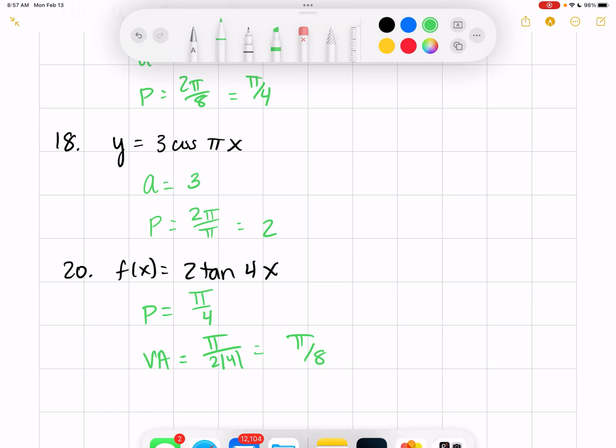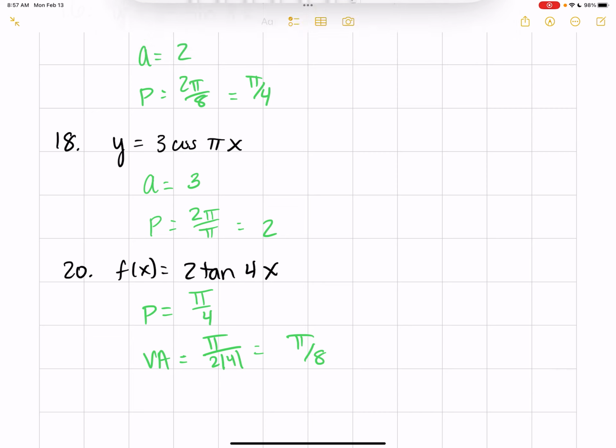So again, if we were actually graphing it, the asymptotes would occur at pi over 8, 3 pi over 8, 5 pi over 8, and so on and so forth. It's the odd multiples of it. But you don't have to write that every time. I just wanted you to have it for reference. All you have to write is that it's there.